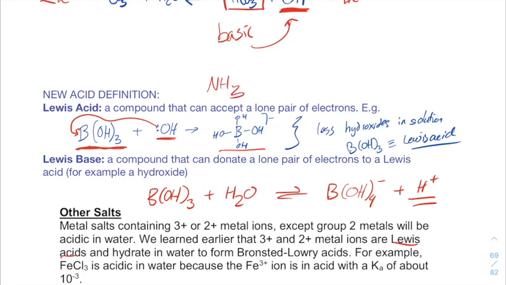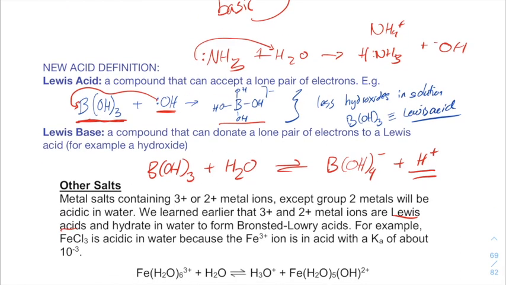NH3, for example, often works as a Lewis base. So it has an electron pair here. And then when it reacts with water, for example, this electron pair is attacking the Lewis acid, the hydrogen, to make NH4+, and it produces a hydroxide. So that's another example where we have a Lewis base reaction. So it's our Lewis base.